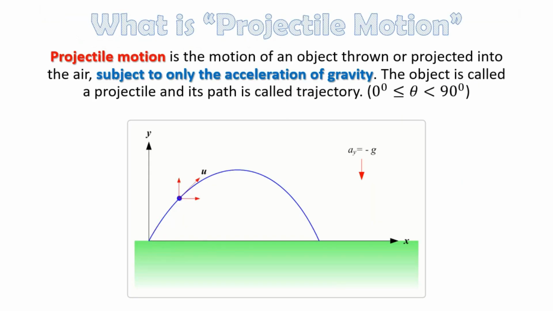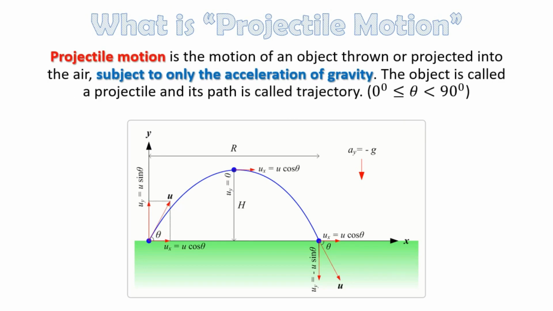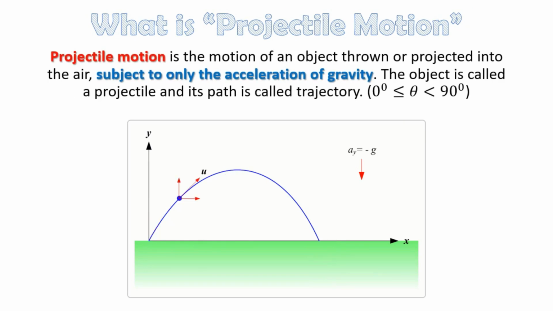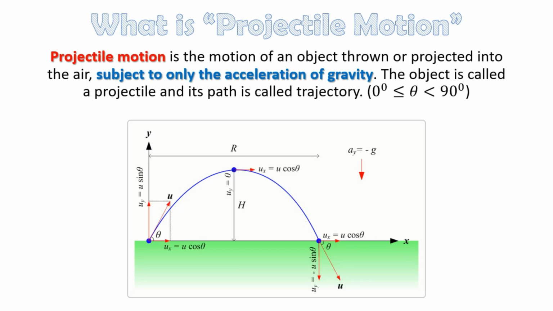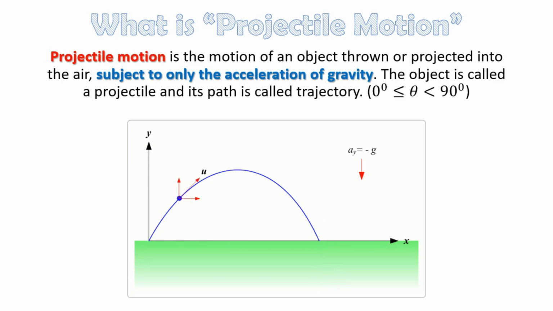Next, we go to projectile motion. What is projectile motion? Projectile motion is the motion of an object thrown or projected into the air, subject only to the acceleration of gravity. The object is called a projectile and its path is called the trajectory.